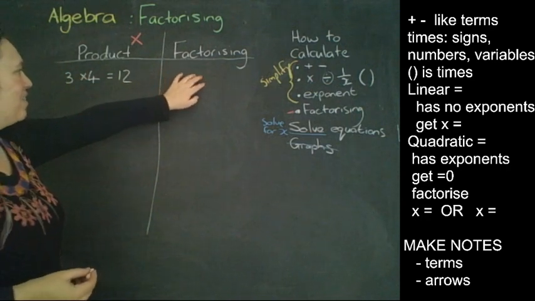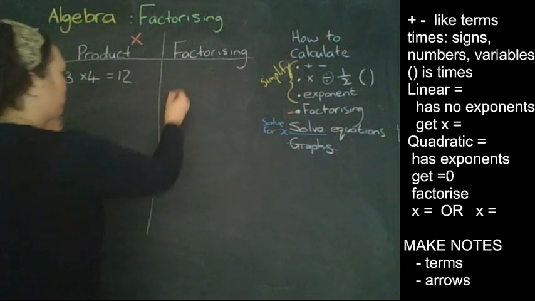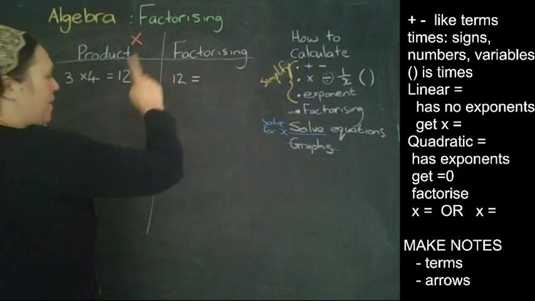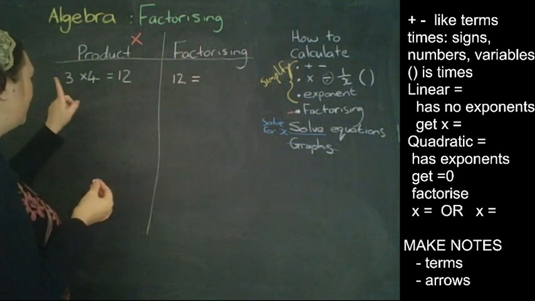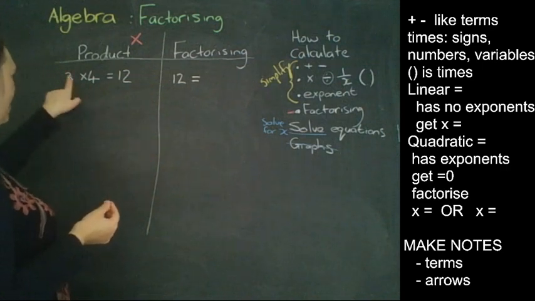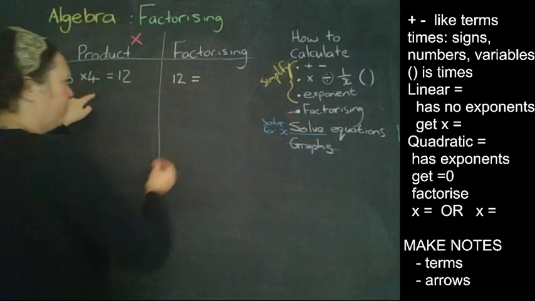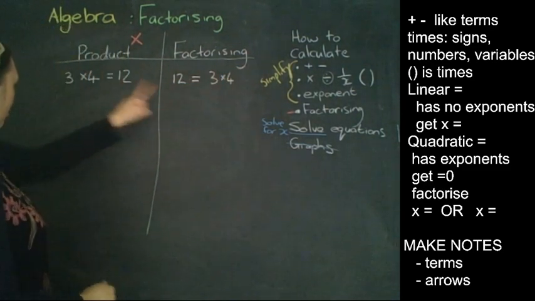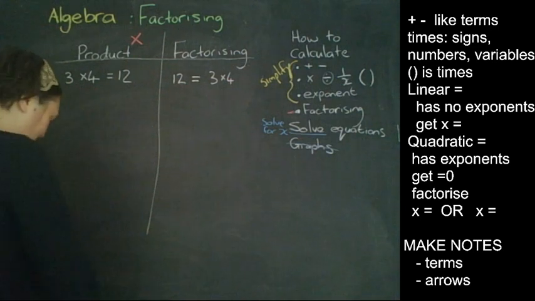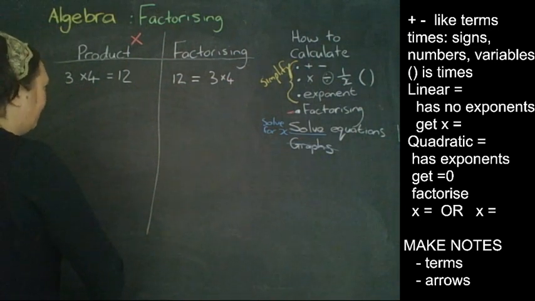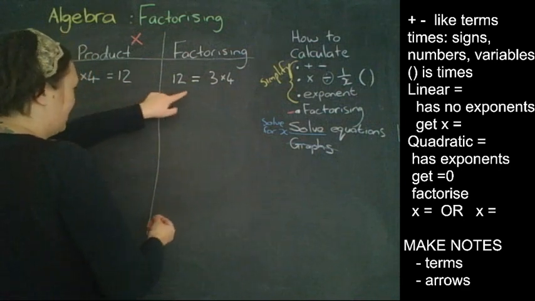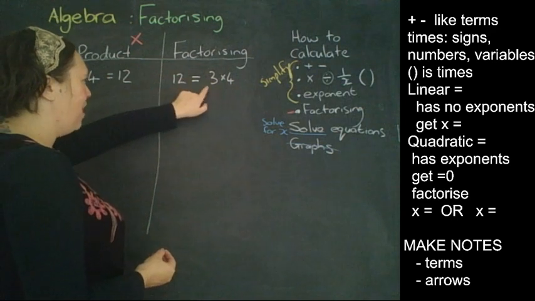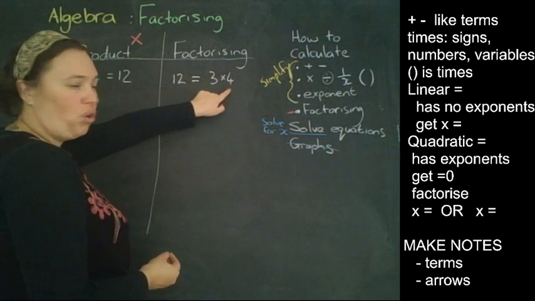Now, on this side, factorizing, what are the factors of 12? The factors of 12 are 1 and 12, and 2 and 6, and 3 and 4. I'm not going to write all of them now, just so that you can see it's the opposite. So on this side here, we basically have divide, because we're looking at what 3 divided by what gives us 12? A 4.